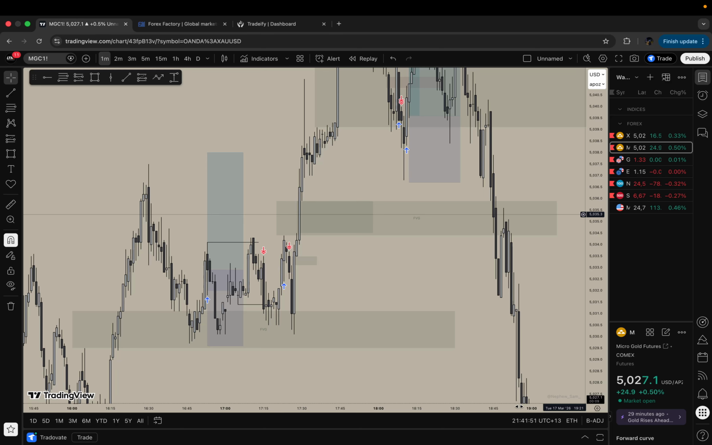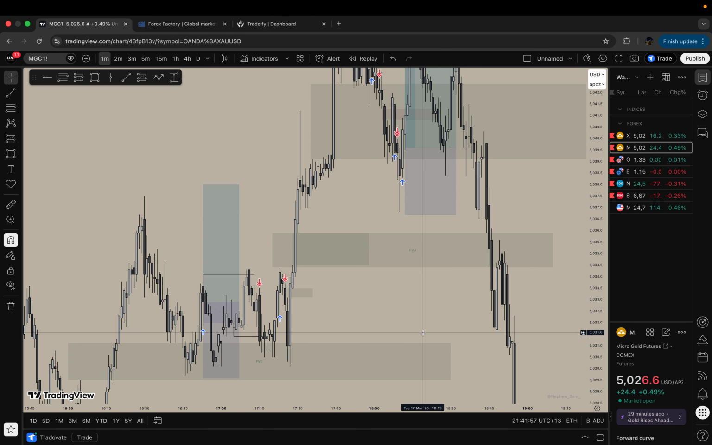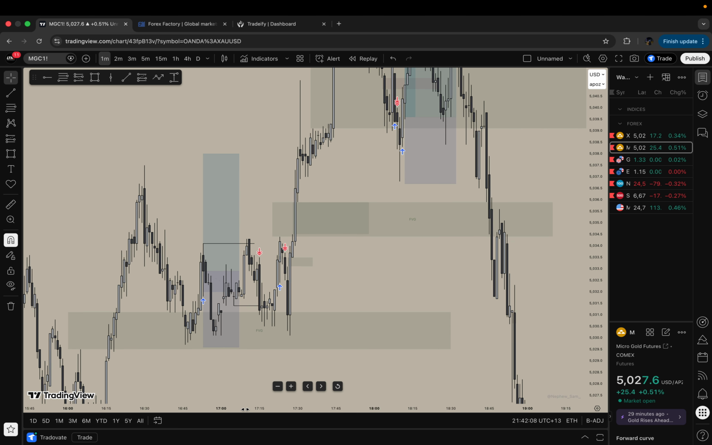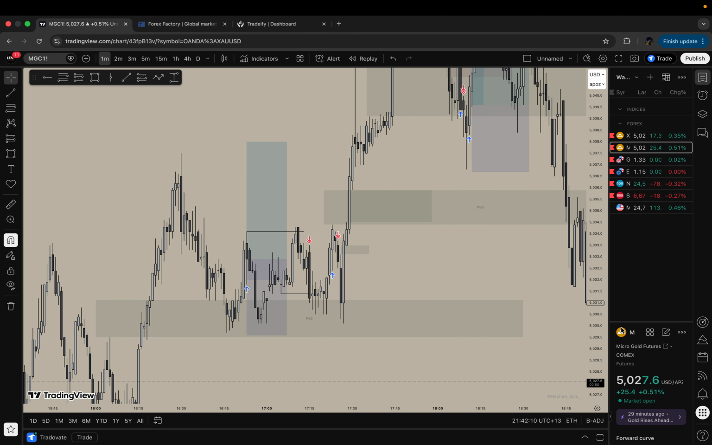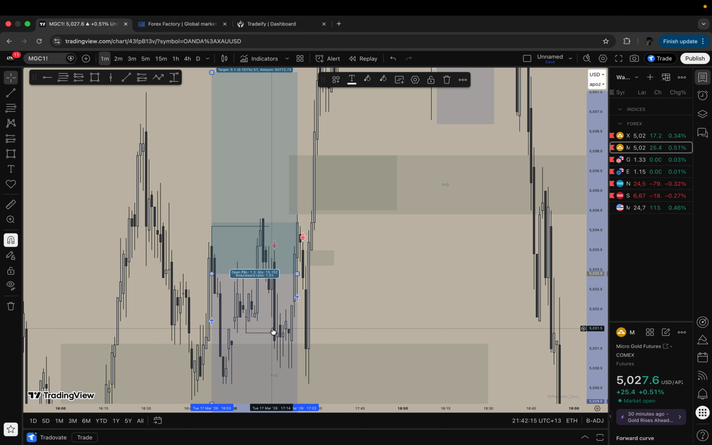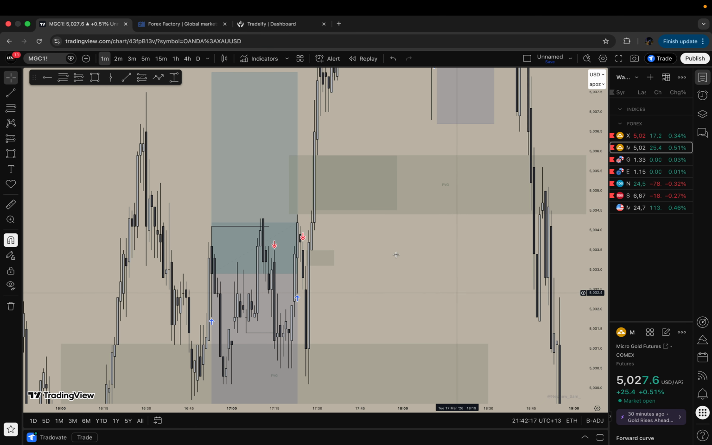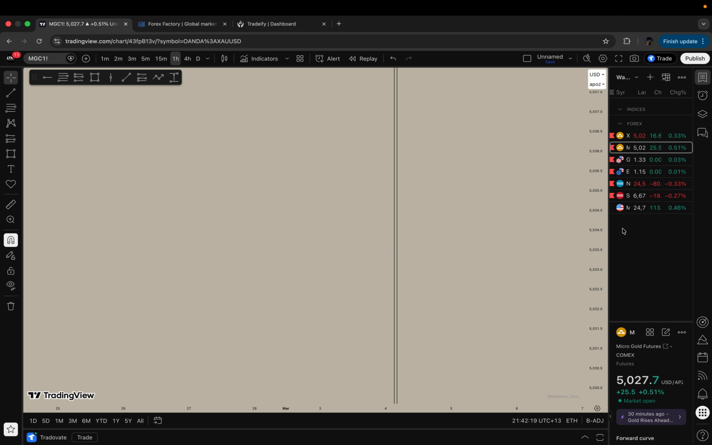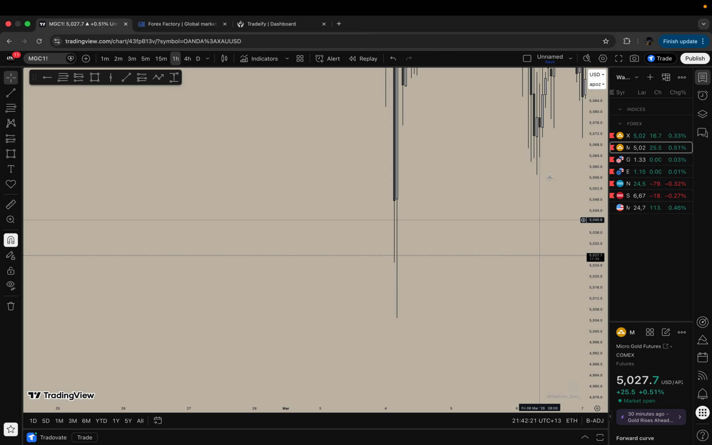Just wanted to come on here to do my trade recap and want you guys to see full transparency on the stupid trades I did take. After trying to take that A plus setup, we end up getting stopped out at these lows down here. But I'll break it down into why I took those trades.